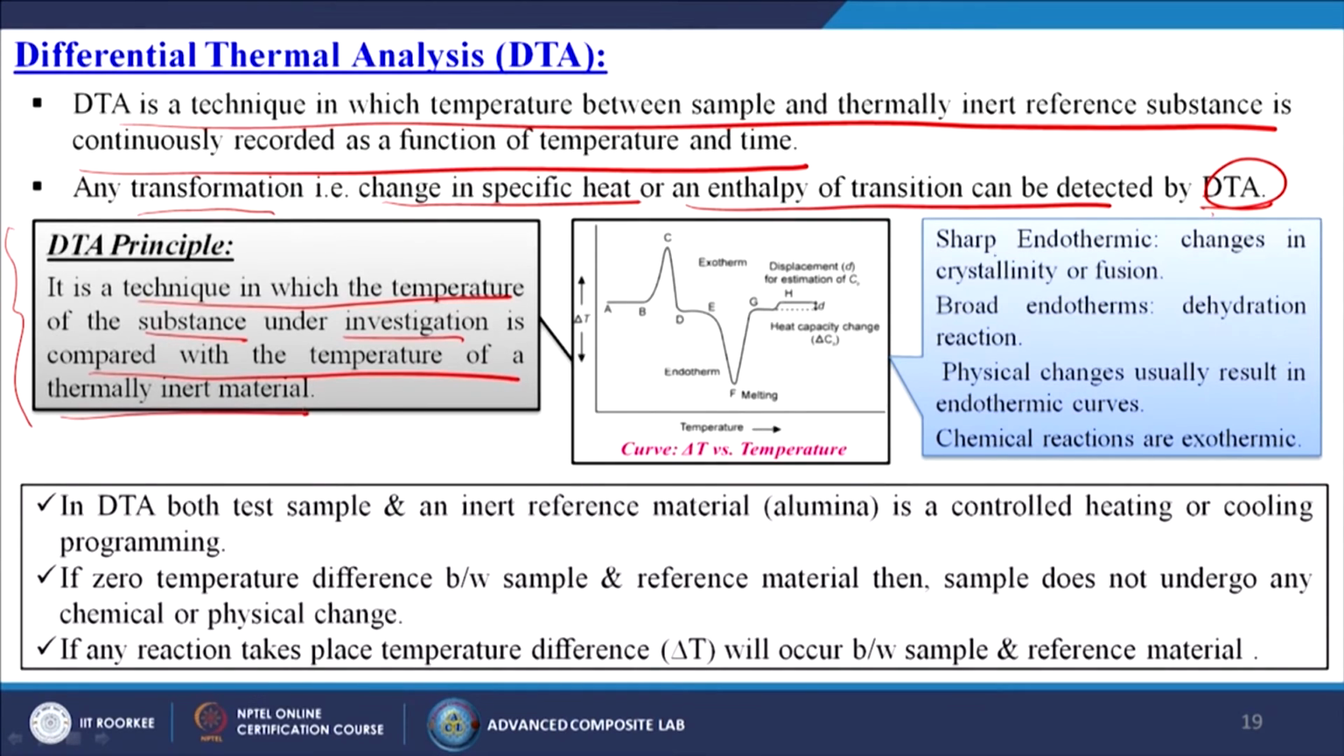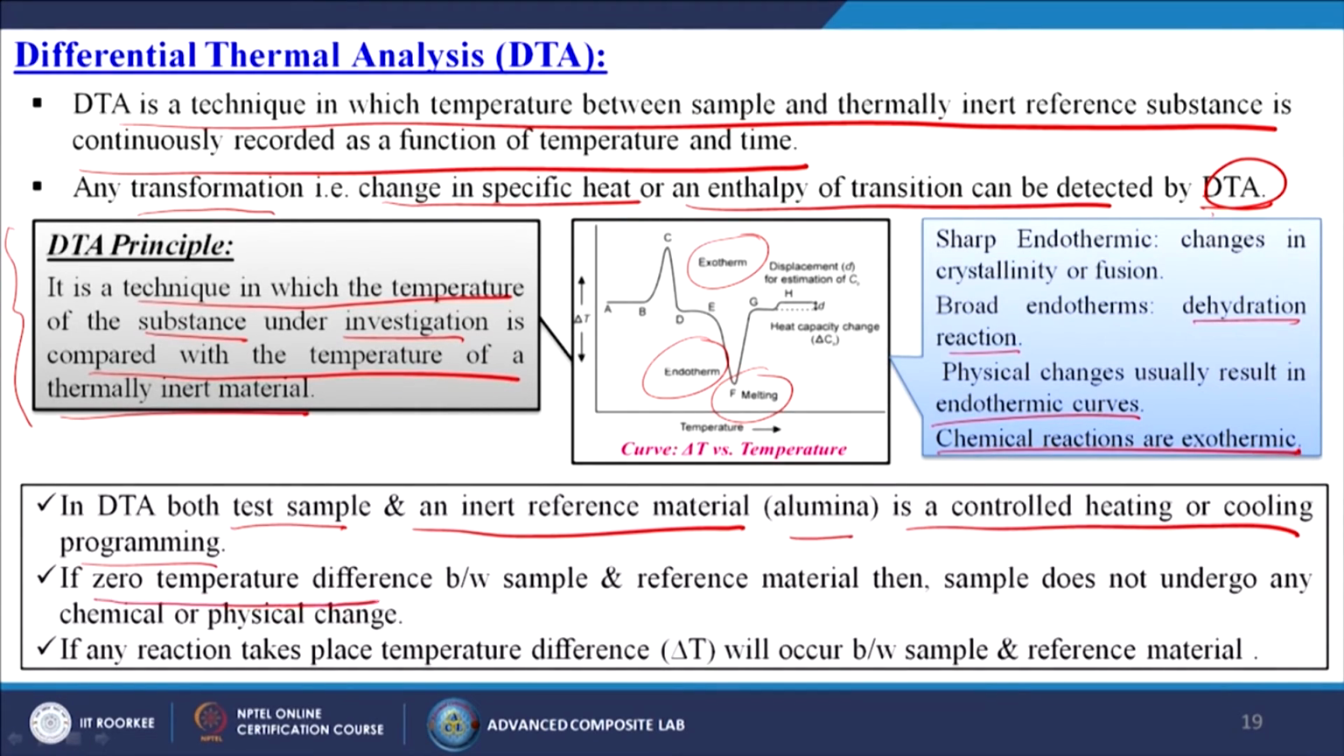So, sharp endothermic changes in the crystallinity of fusion. So, we are getting exotherm and endotherm, we are getting the melting temperature and broad endotherm, that is the dehydration reactions. Physical changes usually result in endothermic curves, chemical reactions are exothermic. In DTA, both test sample and inert reference material like alumina are under a controlled heating or cooling program.